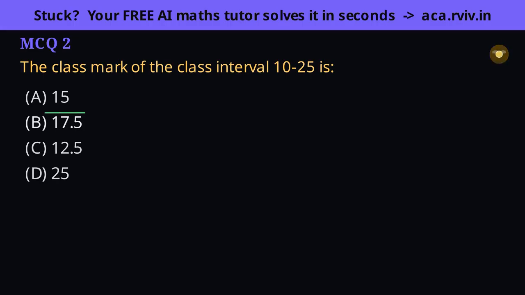The traps are the raw limits themselves, 10 and 25, which is the exact mistake of using a class limit instead of the midpoint. And 12.5 and 15 are midpoints of the wrong intervals. Always average the 2 limits of the class you're actually given.